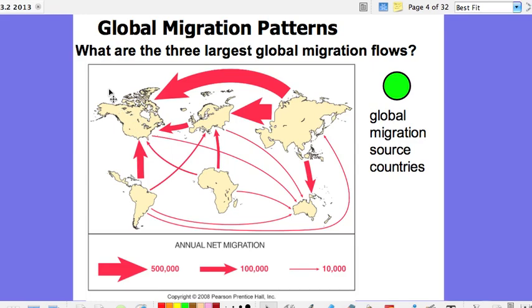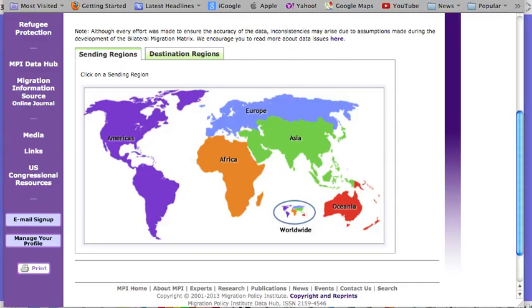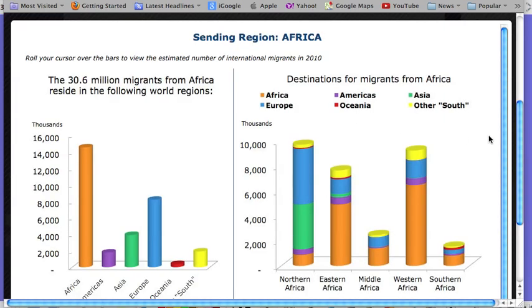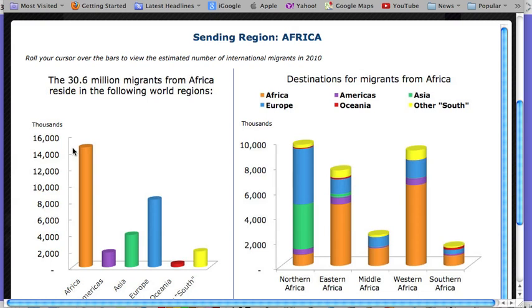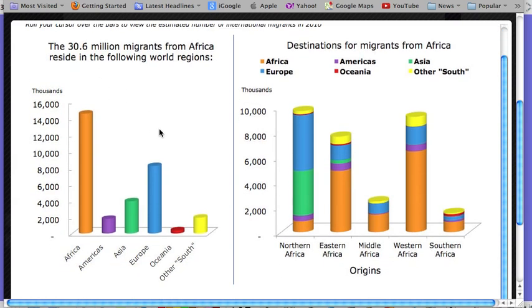So I'm going to look at another website here. And this shows maps of the world in the different regions. And if you click on, let's say, Africa, and you see here, this is migrants from Africa reside in the following world regions.